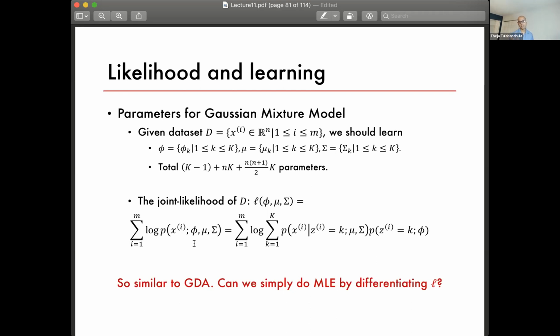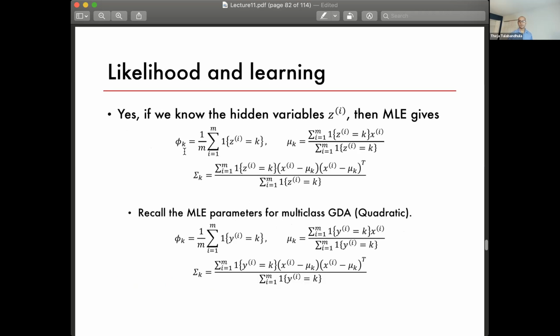Since it's similar to Gaussian discriminant analysis, you can ask a question: can we simply do maximum likelihood estimation by differentiating this log likelihood? If you remember maximum log likelihood, of course there is an issue of constraint with the sum of phi equal to 1. But apart from that, can we just take a derivative, set it equal to 0, and get the parameters?